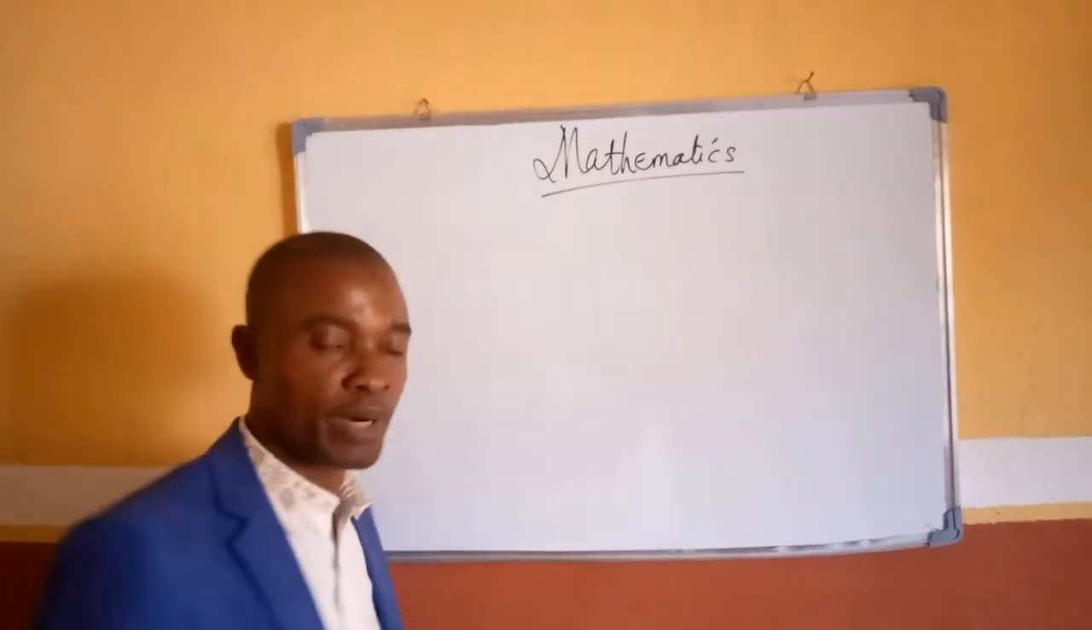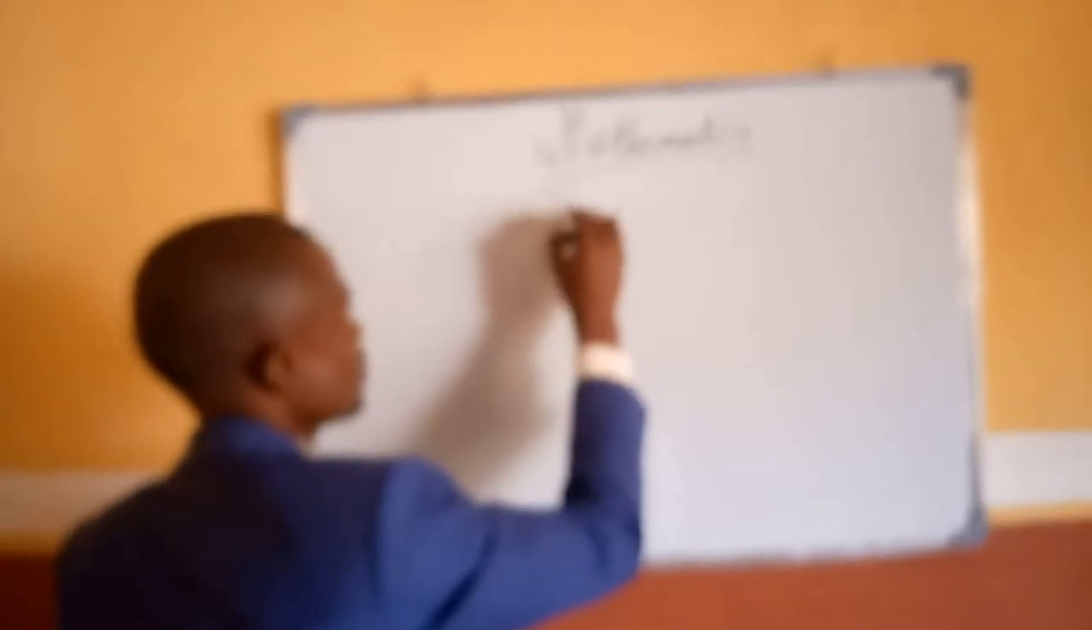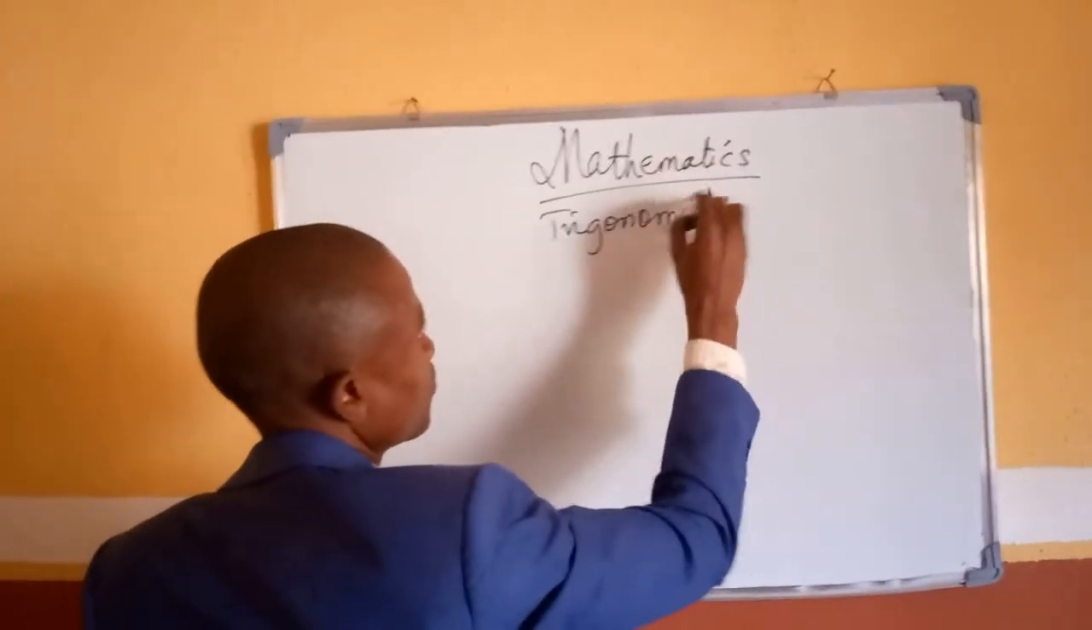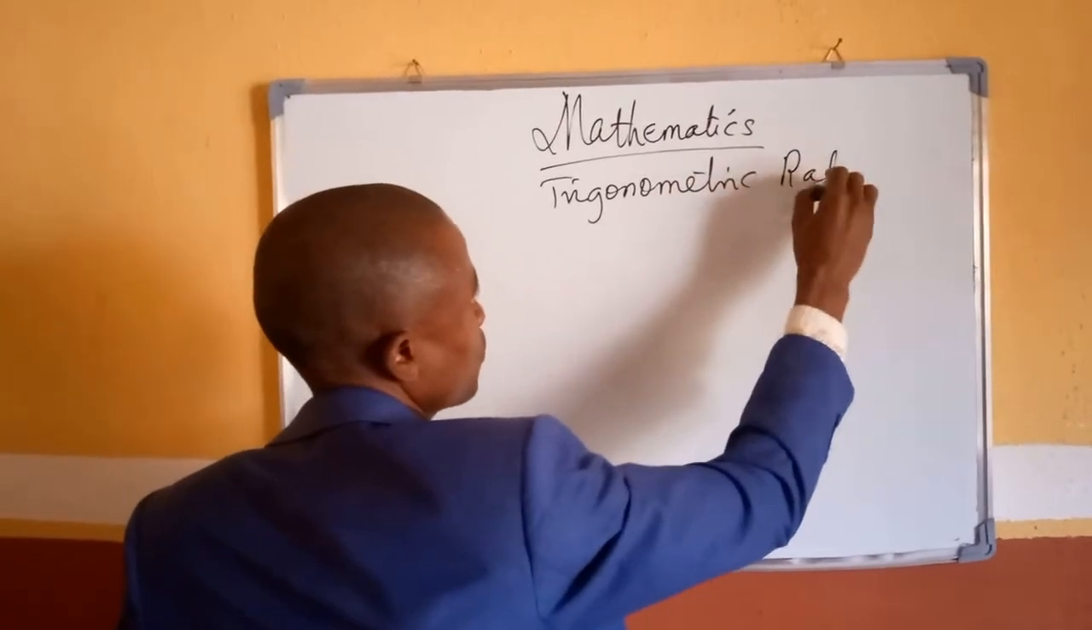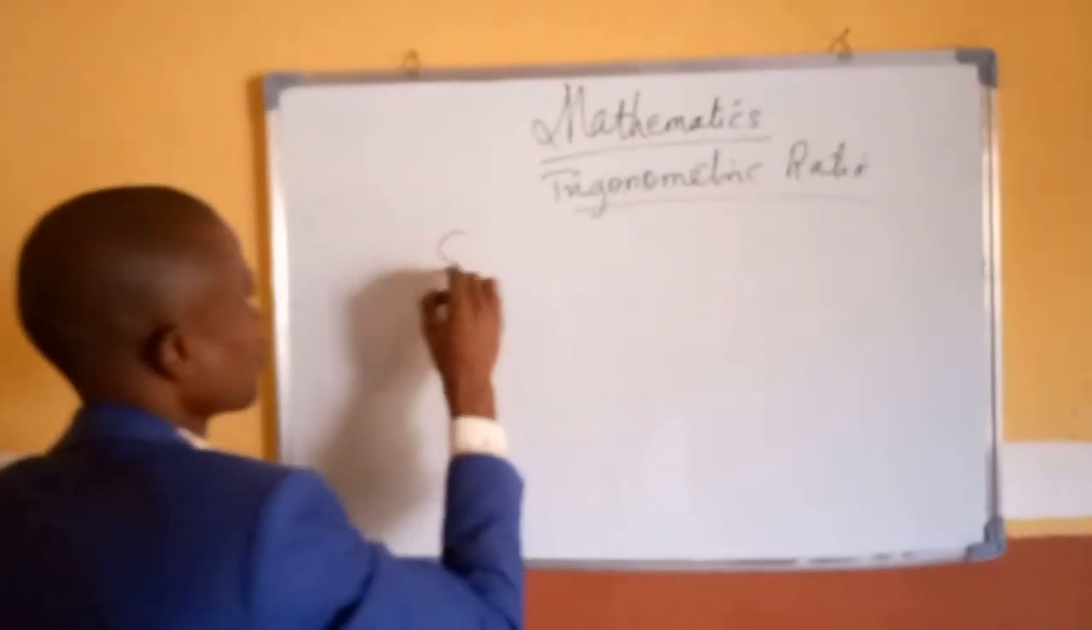Today we'll continue from where we stopped on mathematics. Last time we talked about the trigonometric ratios. Then we'll look at SOHCAHTOA.